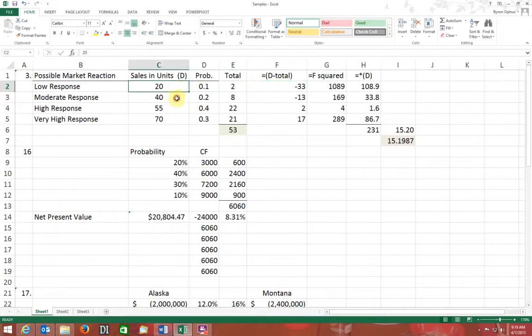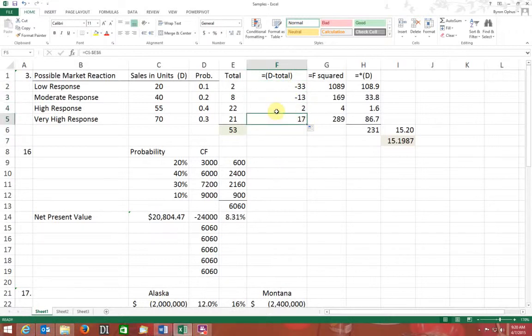I'm sorry, we take these numbers, which are expected sales in units, forgive me, and we see how far away they are from our total here. We'll apply the probabilities a little bit later. So this is just simply equal to our 20 minus our expected value 53, and it gives us that number. Ooh, you know what? What I should have done is made that E6 here. I'll hit my F4, and that'll put dollar signs there, because that'll make the reference to this static. That way this reference will move down, but this reference will stay static, and so I can go boom, and it gives me these numbers.